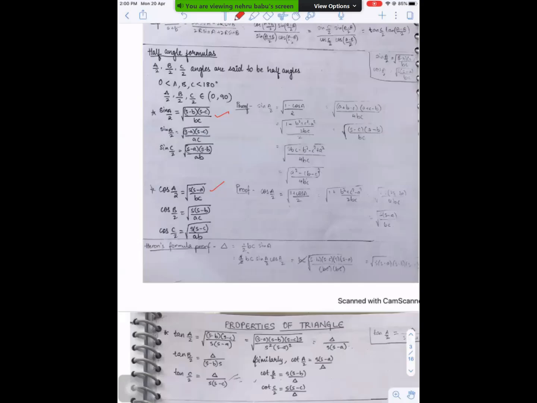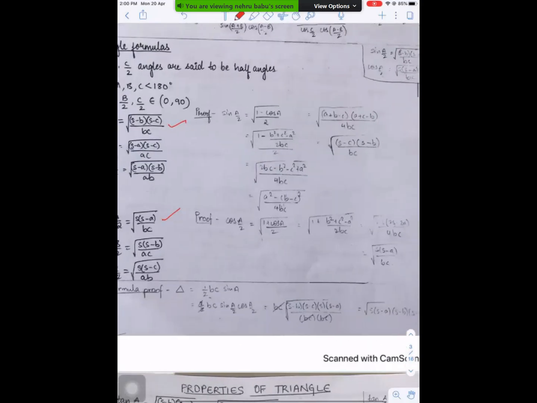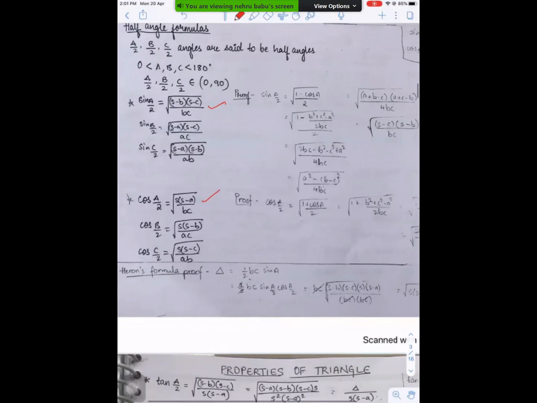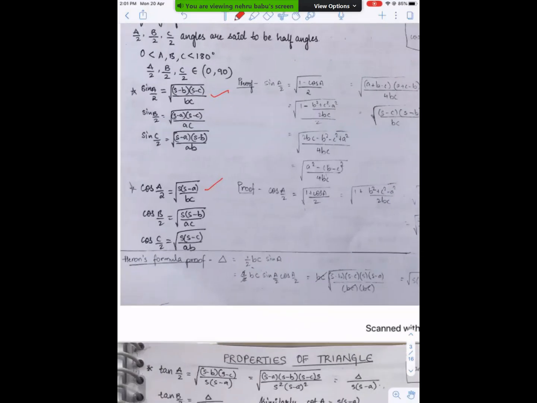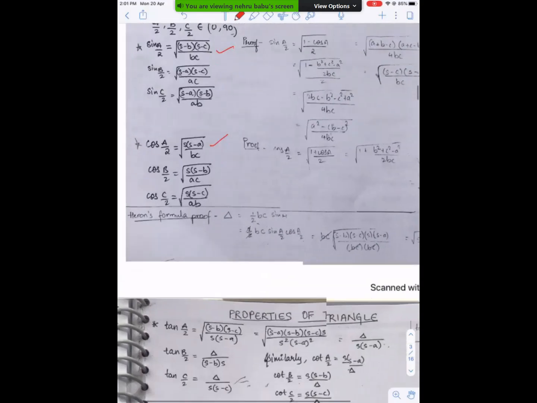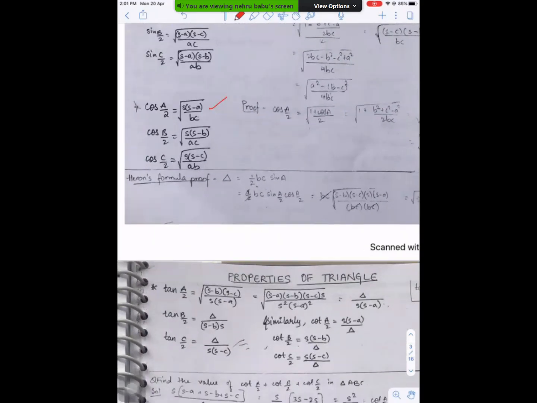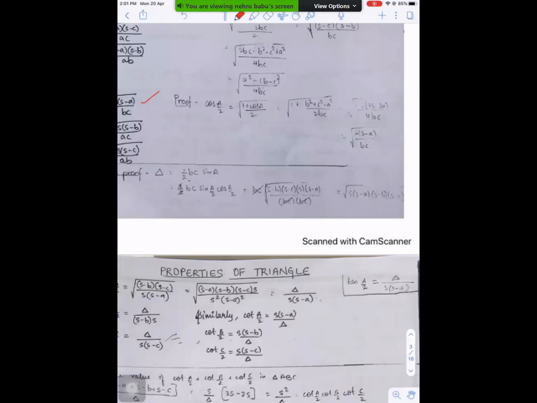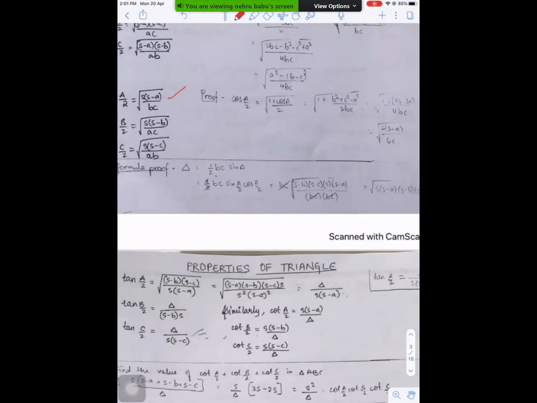Yes, sir. Sin A by 2, if you want proof, what we are doing: sin A by 2 equals root of (1 minus cos A) by 2, and we are writing it. So by using this, our Heron's formula proof is also this result only actually. Heron's formula is like delta equals half BC sin A. So half BC sin A, if you write sin A as 2 sin A by 2 cos A by 2, and apply those half angle formulas, then the BC term is cancelled and the remaining Heron's formula term will come.